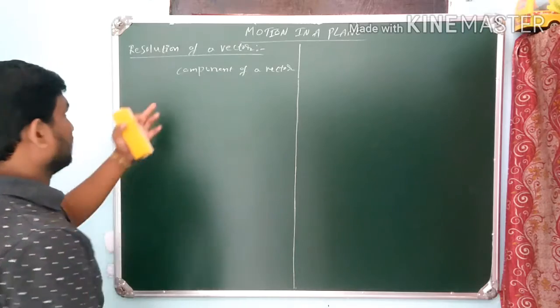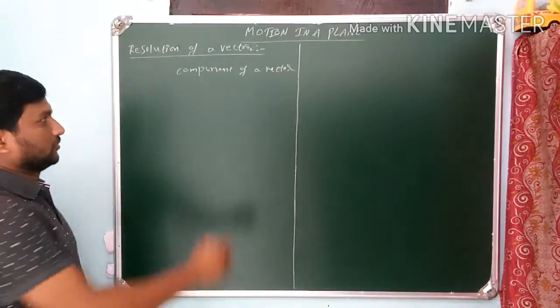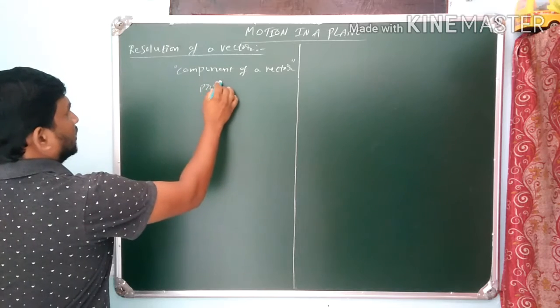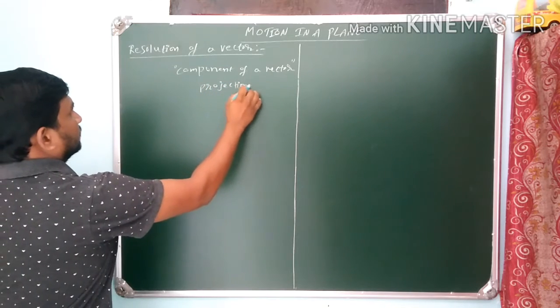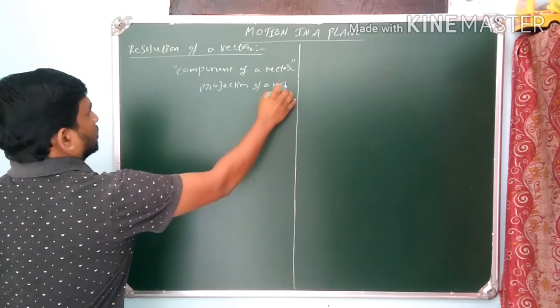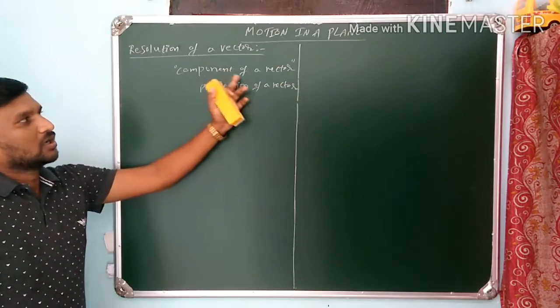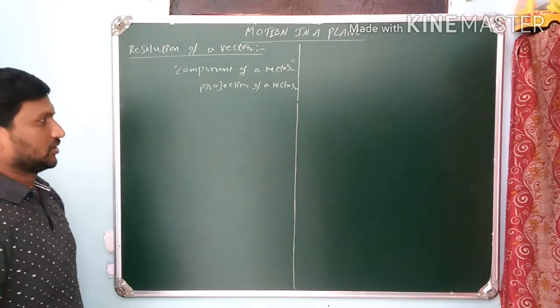The projection of a vector in a particular direction is called a component of the vector in that direction.